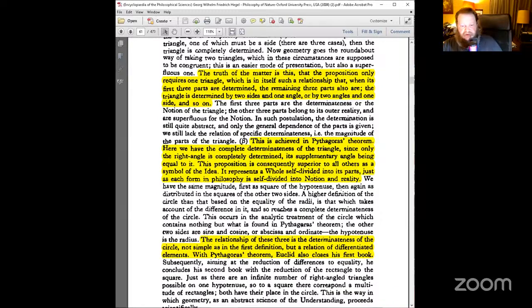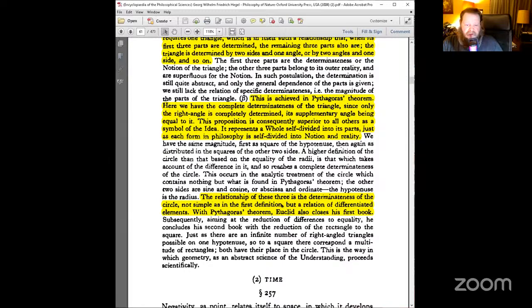So he talks about the circle. He talks about Euclid's book. The relationship of these three is the determinateness of the circle, not simple as in the first definition, but a relation of differentiated elements. There's a quote for all your books: a relation of differentiated elements. That right there is, I think, very important for understanding the whole and the parts as well as dialectic theory. And with Pythagoras's theorem, Euclid also closes his first book.